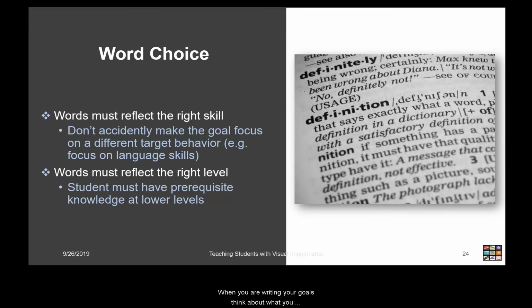When you're writing your goals, think about what you're going to focus on and be sure your choice of wording reflects the right skill and skill level. In other words, if you want a student to visually locate a match from a field of 3, don't write the goal that the student will say which 2 items match. The skill then becomes dependent on the student's language skills.